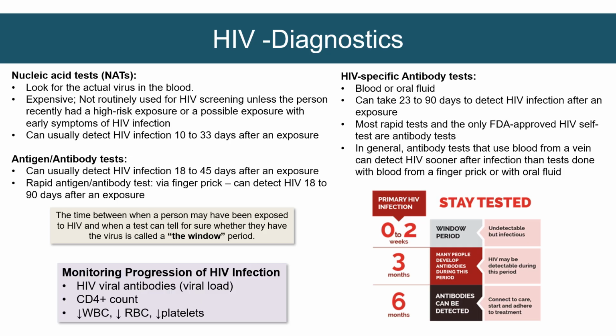Once the patient is confirmed to have HIV, we are going to monitor their progression of that infection by checking their blood and checking their HIV viral antibodies, and we call that the viral load. We're going to check that CD4 plus count, and then we also want to keep an eye on their white blood cells, the red blood cells, and the platelets, because those values tend to be low.